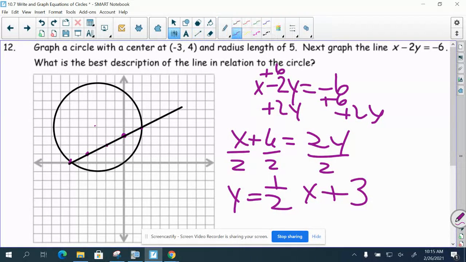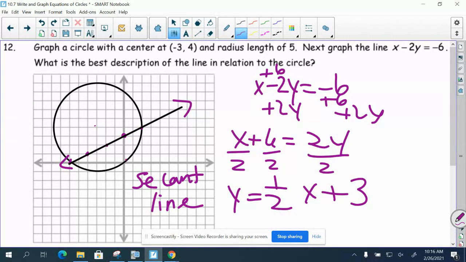Because the question we have is, what is the best description of a line in relation to a circle? So they're asking, is it a tangent, or is it a secant, or is it something else, a diameter specifically if it's a secant. And this would just be a secant line. So that's an interesting question.